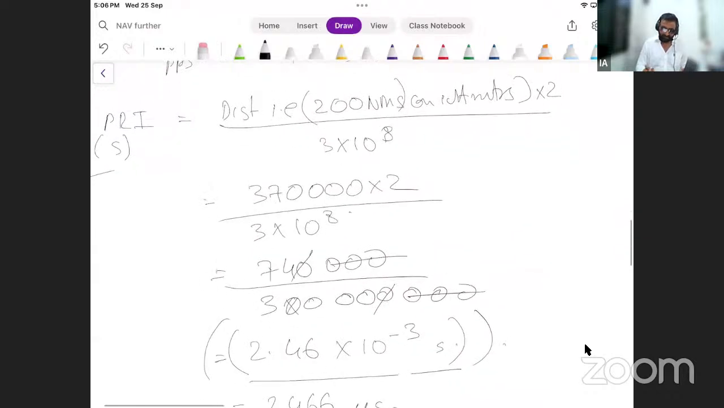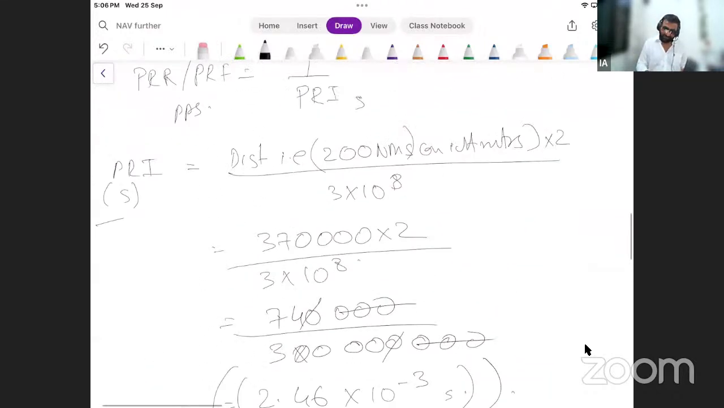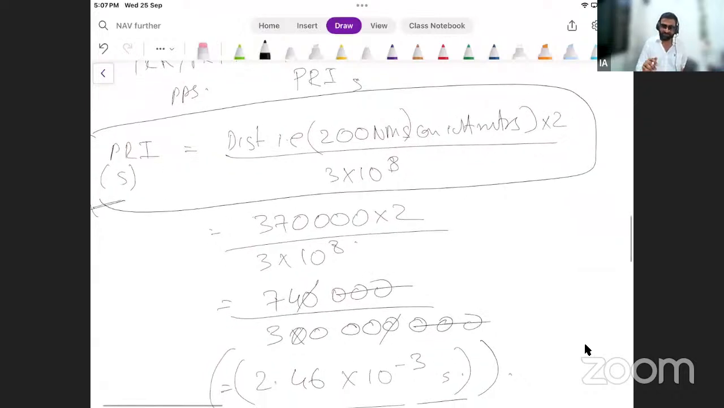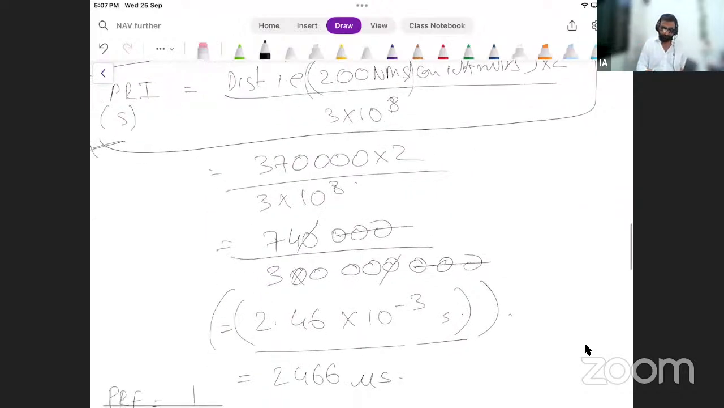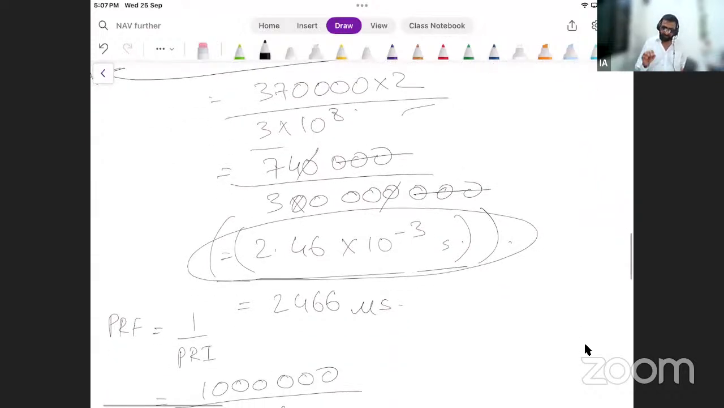Find PRI. Units are in seconds. Remember, automatically you'll get units in seconds for PRI because this formula is for units in seconds. Just remember distance is twice the range, and make sure you're converting nautical miles into meters. Then a simple calculation will give you the answer in seconds. In case you only have to find PRI and the options are in microseconds, just multiply whatever answer you get by 1,000 and you'll get this answer.